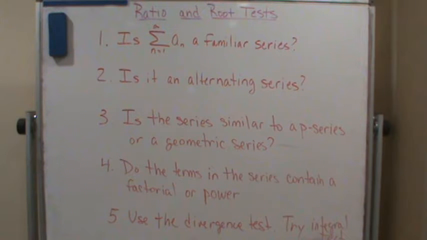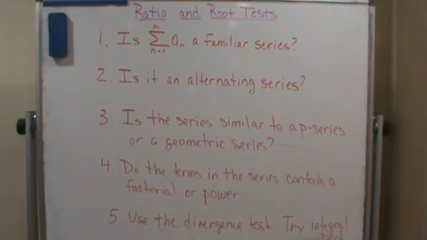Is it a harmonic series, which we know diverges? Or an alternating harmonic series, which we already know converges? Is it a P series or a geometric series? If so, check the power of P or the ratio R. All of those are really easy to determine convergence or divergence if you recognize them. Two, is it an alternating series? Then the question becomes, are we interested in absolute convergence, conditional convergence, or just convergence? If we're just interested in whether the series converges, apply the alternating series test.